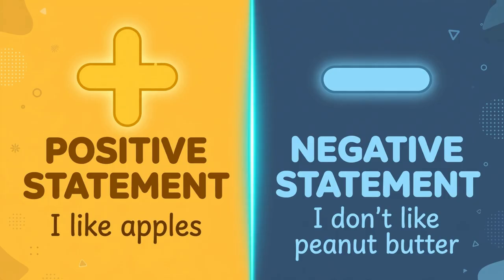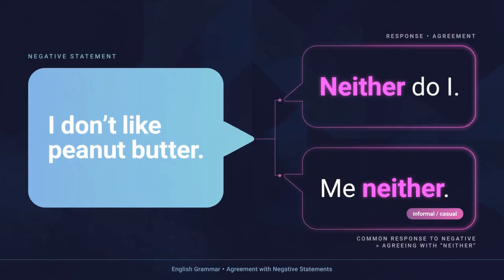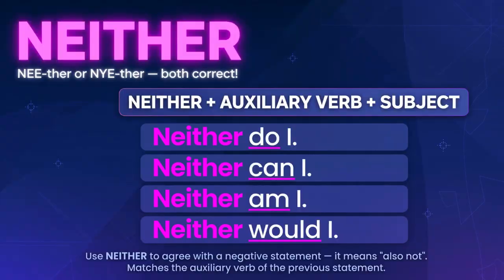Notice the pattern. Neither plus auxiliary verb plus subject. It's exactly the same structure as so do I, just with neither instead of so. More examples. Your friend says, I can't swim. You say, neither can I. Your friend says, I am not hungry. You say, neither am I. Your friend says, I wouldn't go there alone. You say, neither would I. The pattern never changes. Neither plus helping verb plus I.